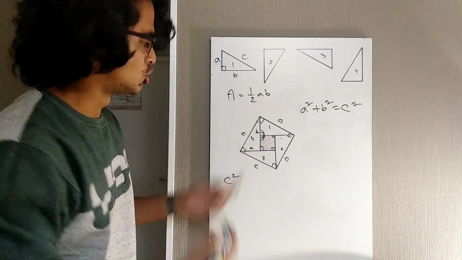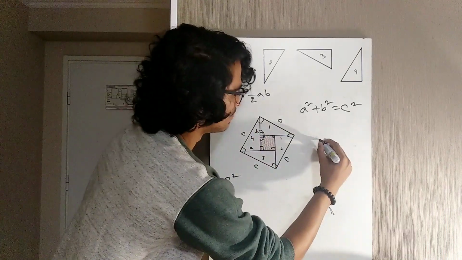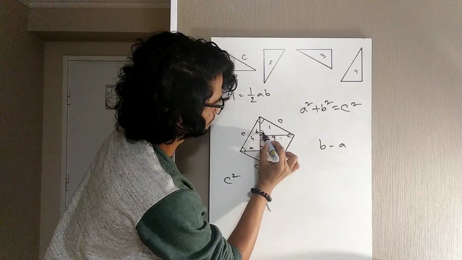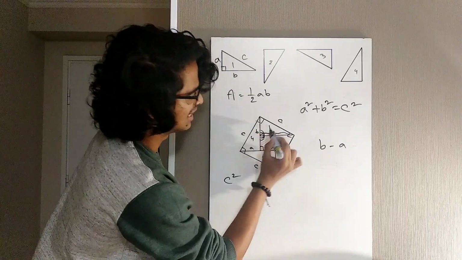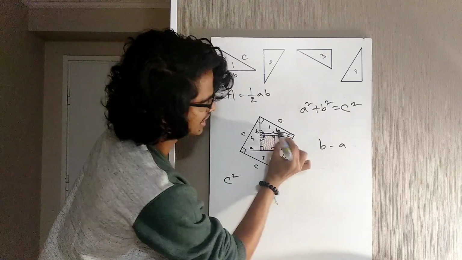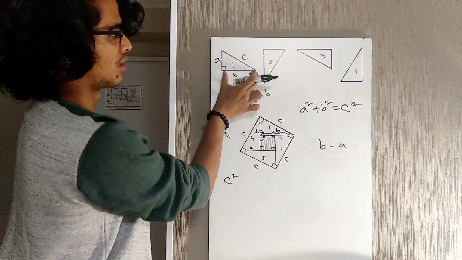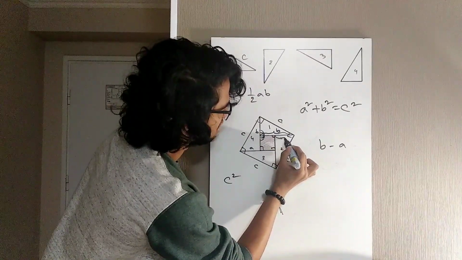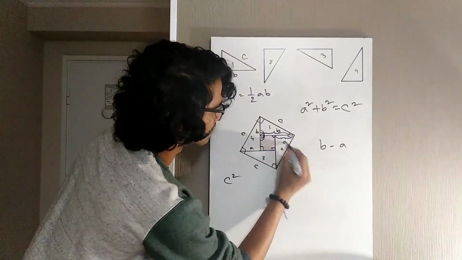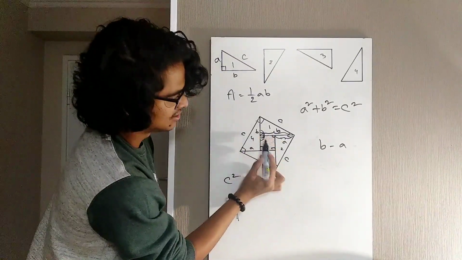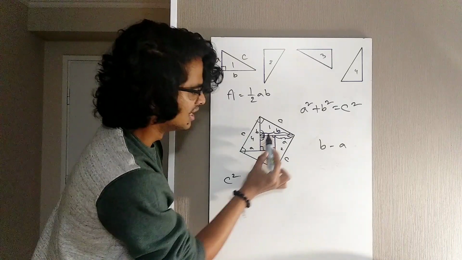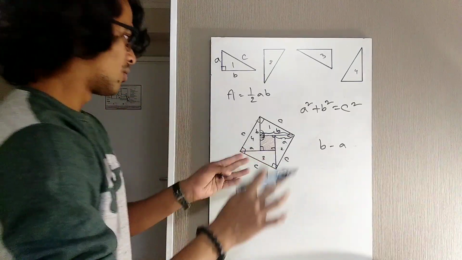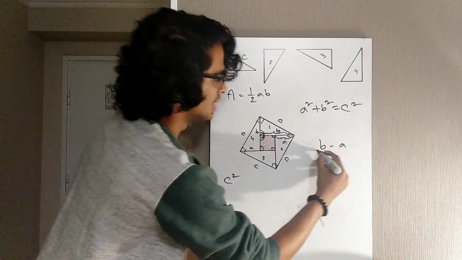But again, it's not very difficult to show that all of its sides are equal to b minus a. How can we show this? Well, this side of this triangle is equal to b, because we assumed this longer side of the right angle triangle is b. And this side, which is the smaller side, is a. So if we subtract a from b, we're going to get this side, which is equal to b minus a. In a similar way, we can show all the four sides are equal to b minus a.